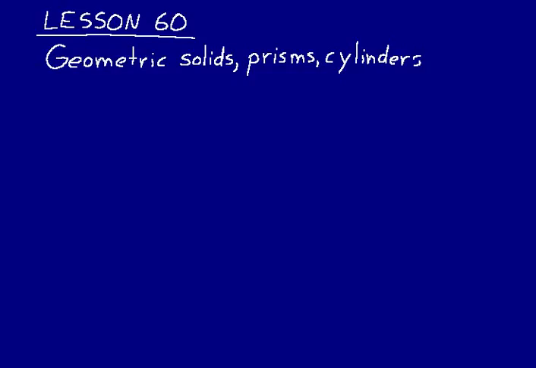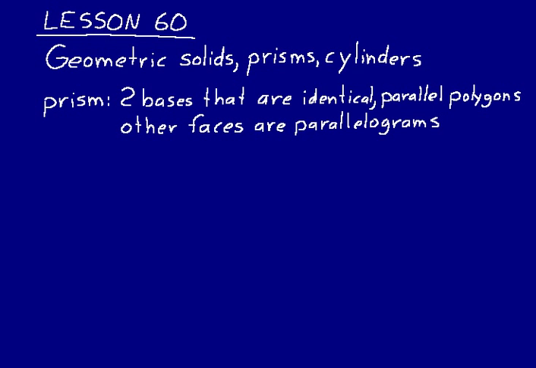Lesson 60 is about geometric solids, prisms, and cylinders. Now some of this is a review from Lesson 15 and Lesson 20. Geometric solids are just shapes that have 3 dimensions basically. Prisms and cylinders are specific types of geometric solids.